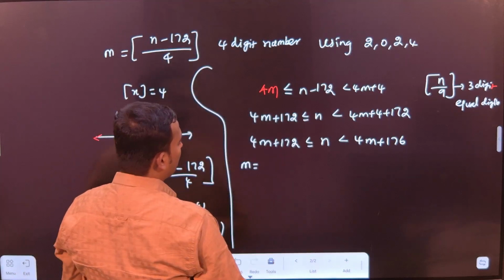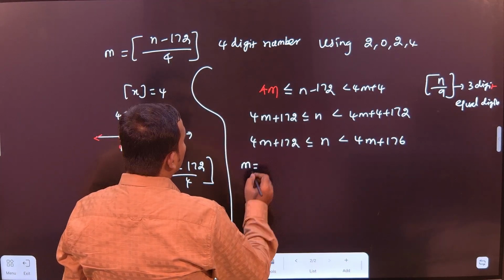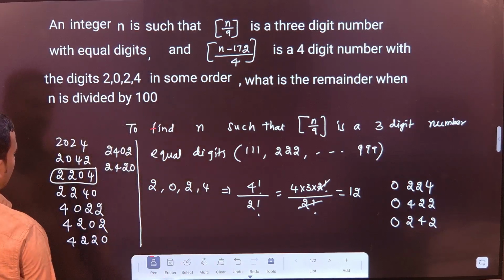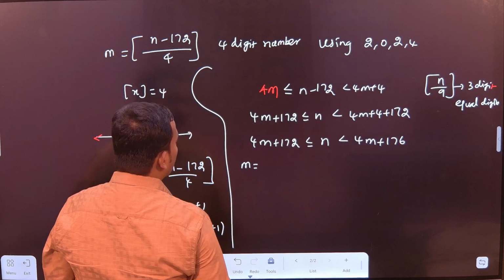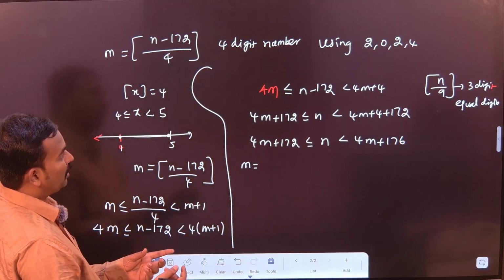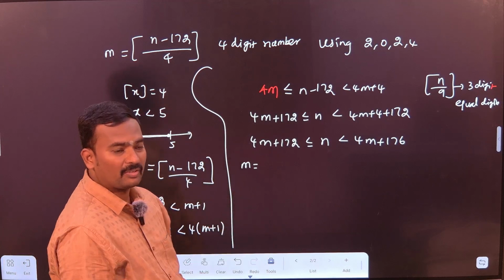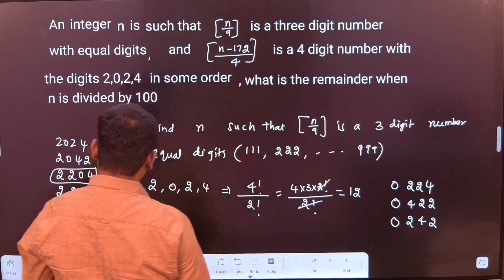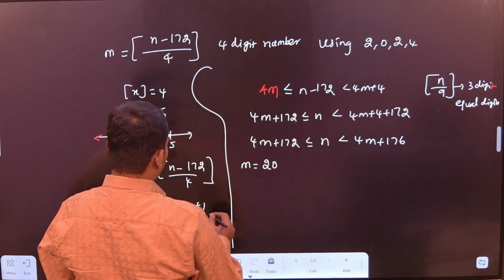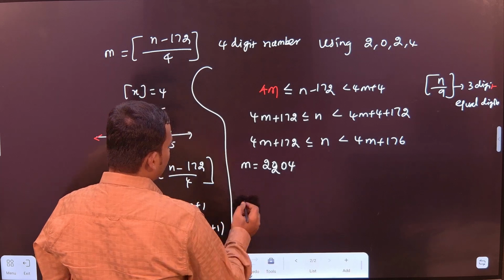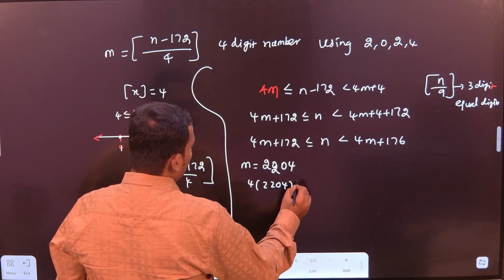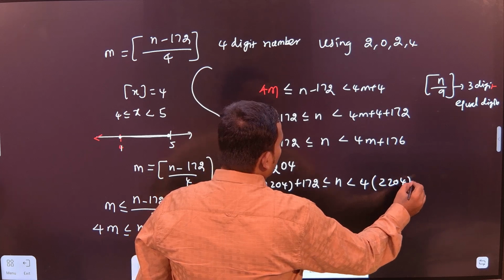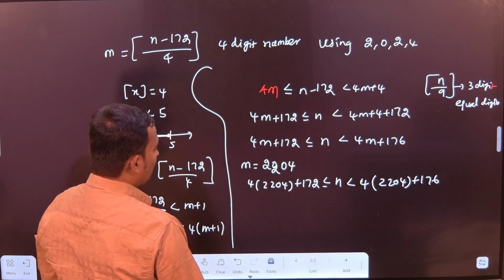Okay, what are the m? So let us take here, m is which number? I am taking 2204. Let us take 2024 also, but you will not get the 3-digit number. You can verify this. So let us take m equal to 2204 and substitute it here: 4 into 2204 plus 172 is less than n, strictly less than 4 into 2204 plus 176. Clear?